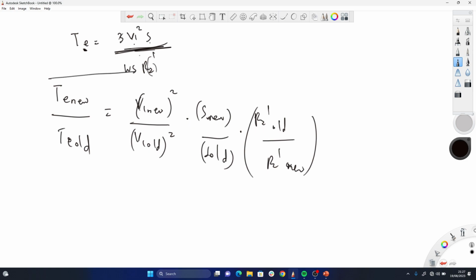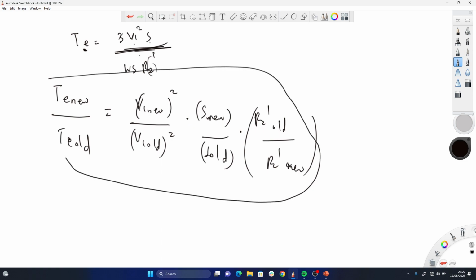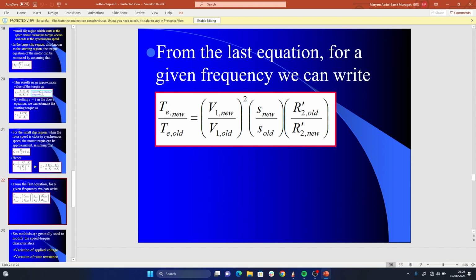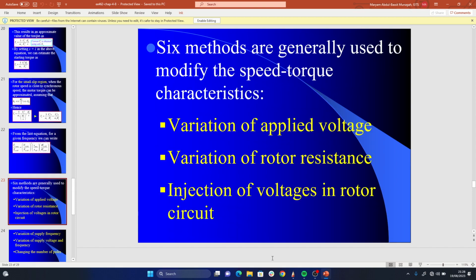So I need this relation to find any, so we'll see when we use something like this here. Maybe they'll give us something and we'll have to make something the subject here to find a new value. So we'll work around this one to get new values. Okay. So that's it for the large slip and the small slip approximation.